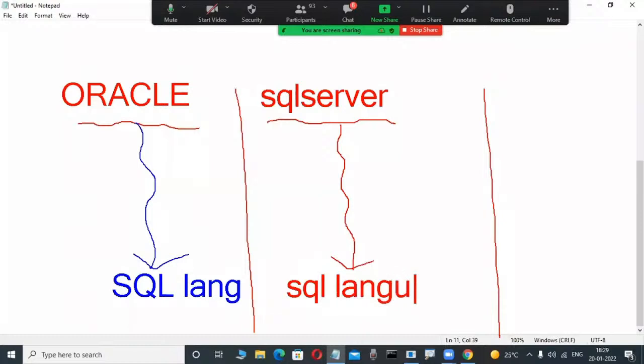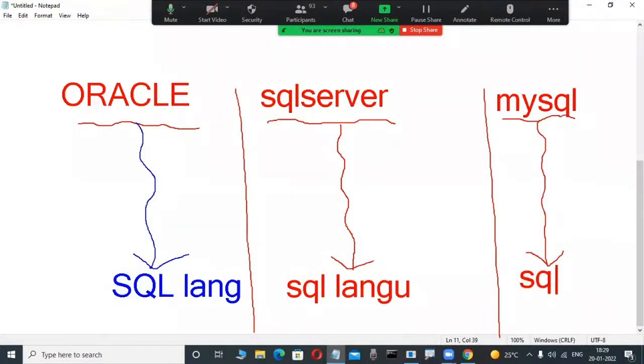Again, MySQL is used by many people in my company. MySQL is a relational database product, and it is open source. Some employees are working on MySQL, operating this MySQL database, and they also use SQL as the language. So SQL is a universal language.